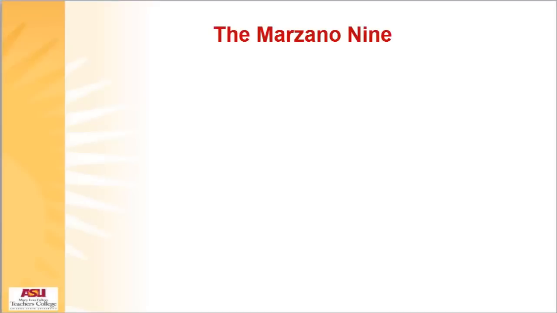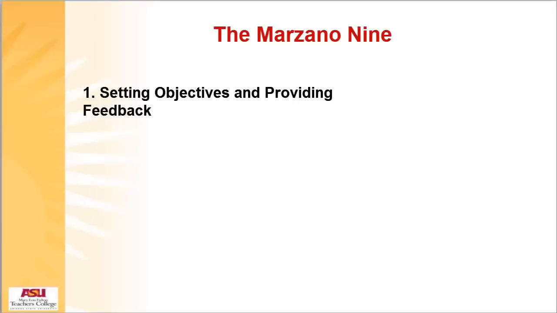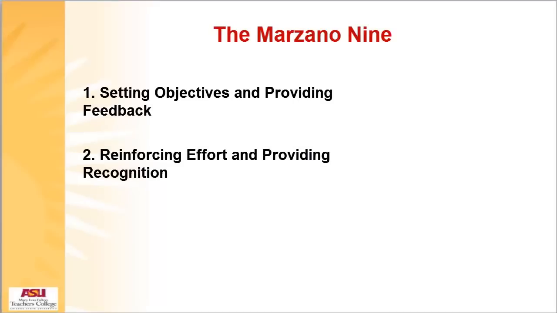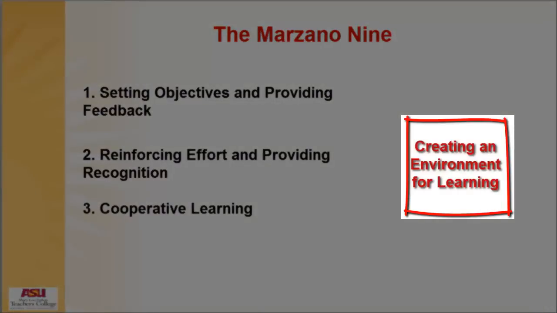The first 3 strategies are setting objectives and providing feedback, reinforcing effort and providing recognition, and cooperative learning. These 3 strategies fall under the larger umbrella of creating an environment for learning. They each describe methods for focusing the learners in your classroom and creating a classroom culture that facilitates academic growth.